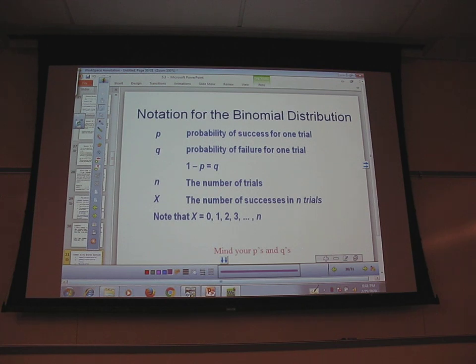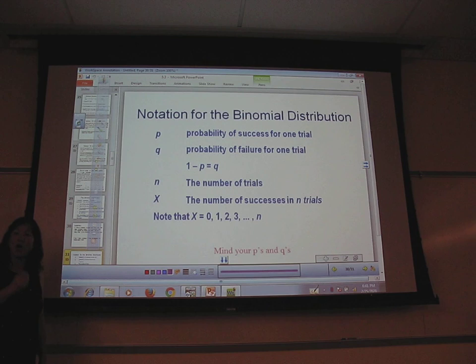The difference between little p and, we'll talk about the big P later, is that little p is just the probability of success for one trial, one tiny trial. You're doing this trial over and over again a bunch of times, and little p is the probability of success for just one of them. That's why it's little p and not big P.